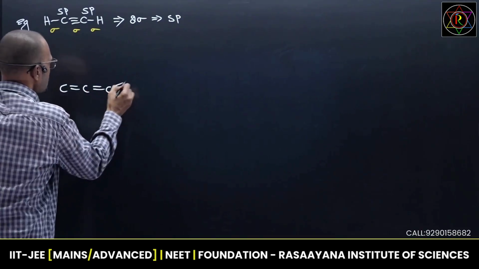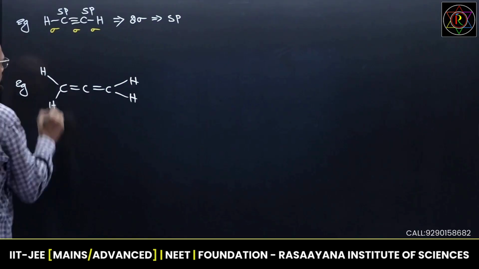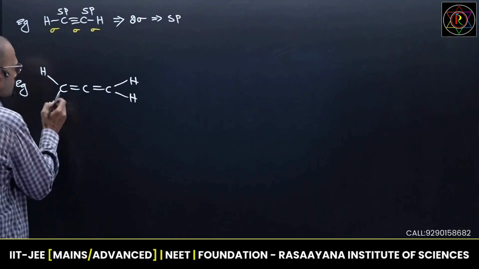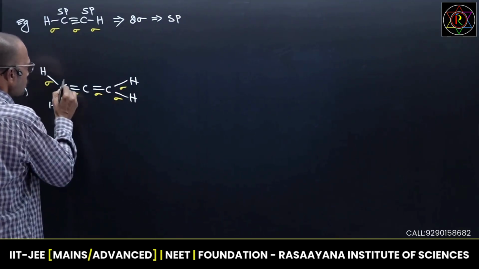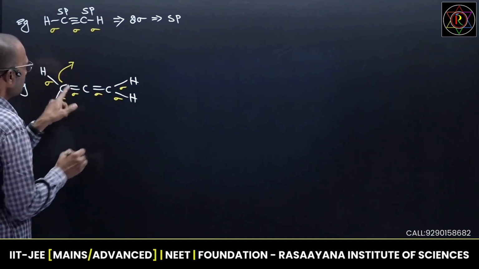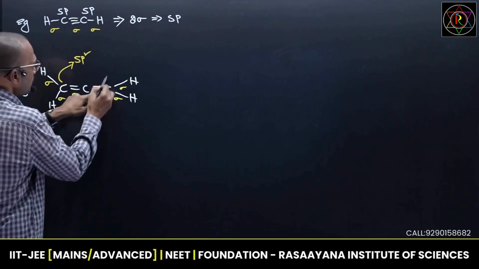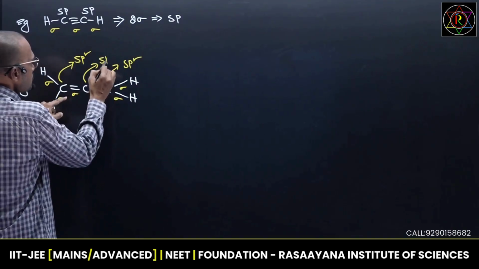Suppose I am taking this hydrocarbon molecule. This is called allene, propadiene. Now, around this carbon, sigma, sigma, sigma, sigma, sigma, sigma is there. Suppose if you consider this carbon, 3 is there. So 3 means sp2, 2 plus 1. This carbon is sp2 and this carbon having only 2 sigma bonds, so I can say sp.